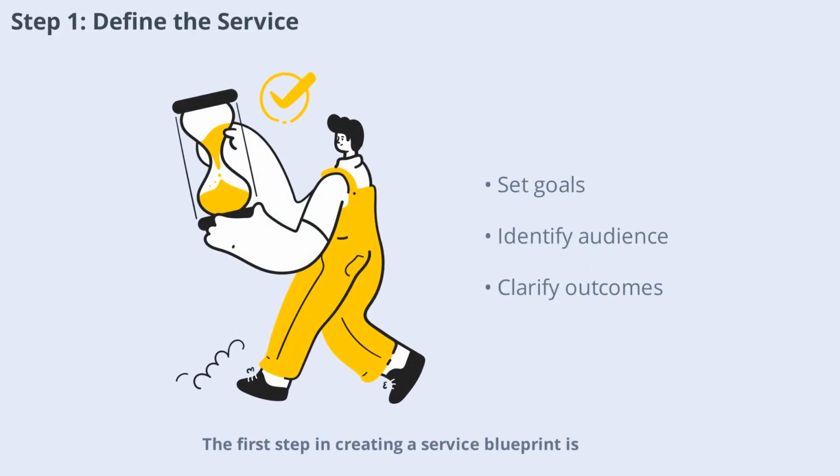The first step in creating a service blueprint is to clearly define the service you want to map. This means understanding the goals, target audience, and key outcomes. By setting a clear scope, you ensure that the blueprint stays focused and relevant. Take time to gather input from stakeholders and clarify what success looks like before moving forward.